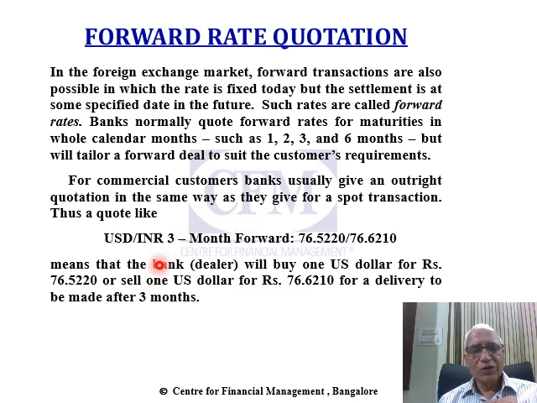Thus, a quote like USD INR 3-month forward of 76.5220 slash 76.6210 means that the bank will buy $1 for rupees 76.5220 or sell $1 for 76.6210 for a delivery to be made after 3 months. There is a very active market for forward transactions.